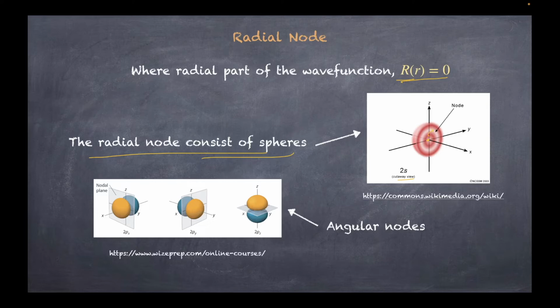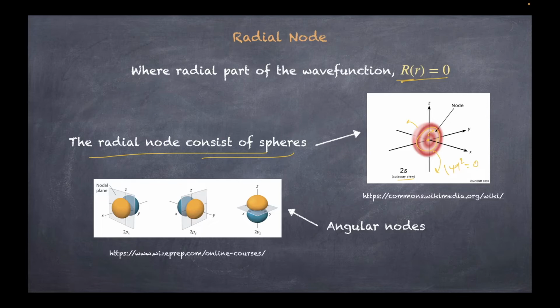Then at a certain distance from the nucleus, the probability of finding an electron is again increasing. That means the red region here. So at a certain distance from the nucleus, the probability of finding an electron becomes 0. That means this white region here. The probability of finding electrons becomes 0. So this is the position of the radial node for the 2s orbital.